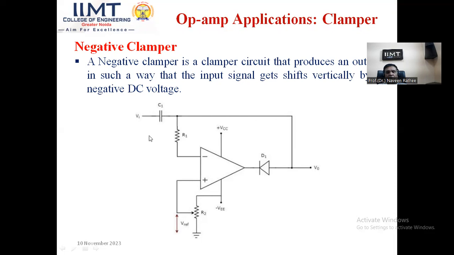And when negative cycle will come, diode will act as an open circuit. So whatever is the voltage across this capacitor, that will be added into it, and the entire input signal will be going vertically down below the negative DC desired voltage, right?